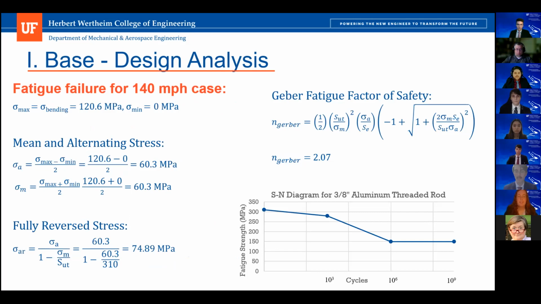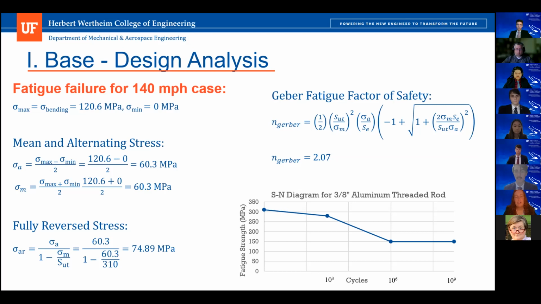So fatigue analysis was also performed for the 3/8" aluminum threaded rod for bending stress caused from the 140 mile per hour wind force, which, like Derek said, is the maximum wind speed that the heliostat will endure. The maximum bending stress was previously calculated as 120.6 megapascals, and the minimum bending stress is 0. And so from here, the mean and alternating stresses were both calculated as 60.3 megapascals.